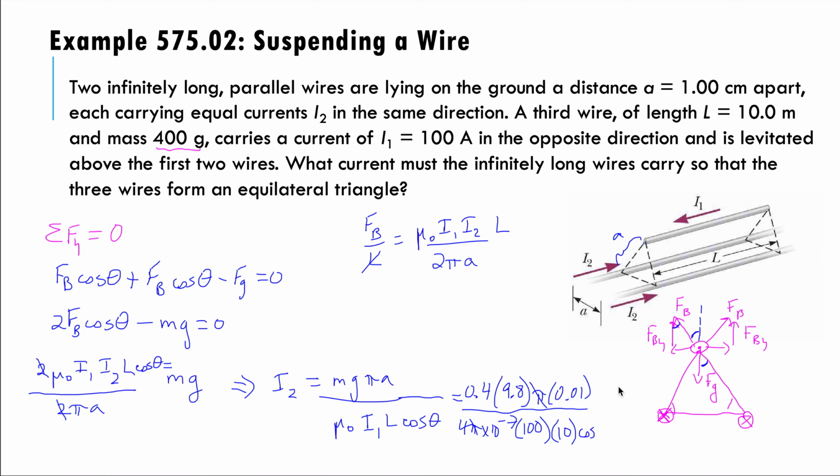And for cosine, we do need to figure out what this angle theta is. Well, we have an equilateral triangle, so it is half of the angle, which is 60, so it's going to be 30. And we can plug in all of these numbers. We're going to get 113 amps for the current in each of the long wires in order to levitate the finite wire, so that all three wires make that equilateral triangle.